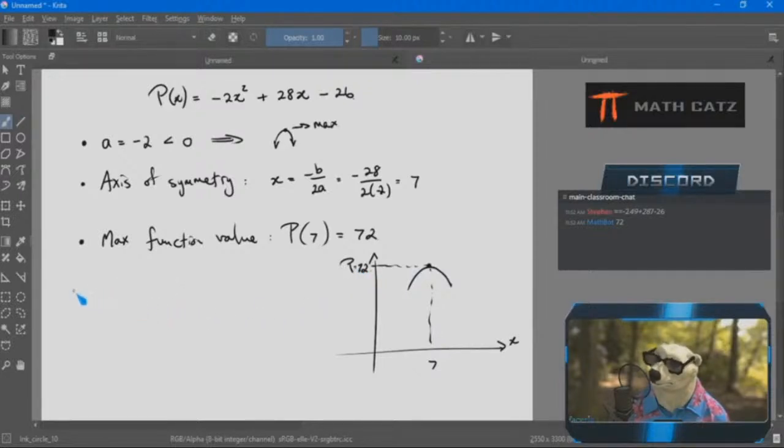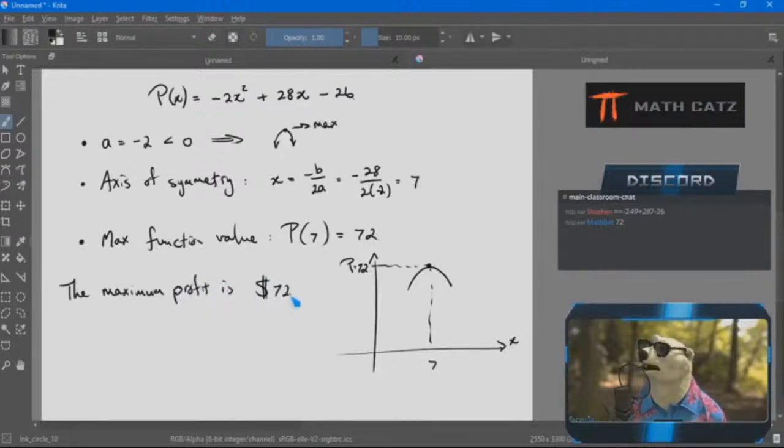That's good enough. So, the maximum profit is, it's not a lot, but $72 when I'm only producing 7 shirts. 7 shirts are produced, sold.